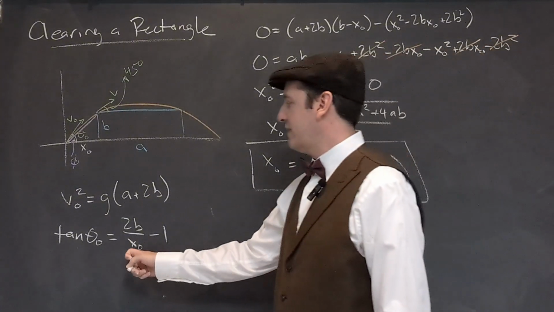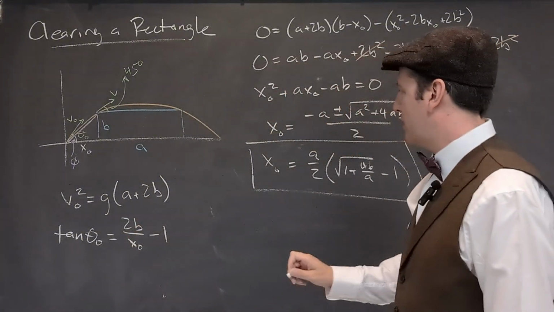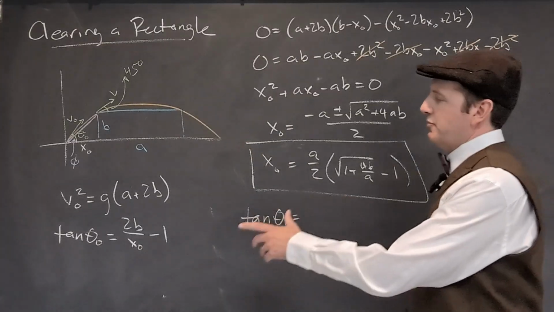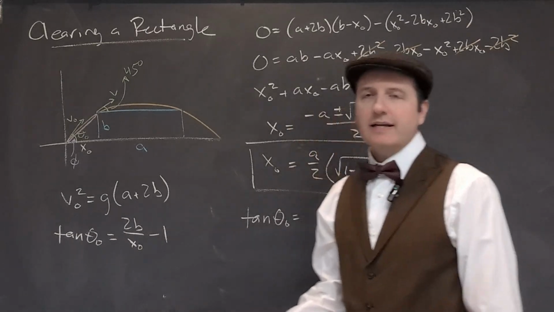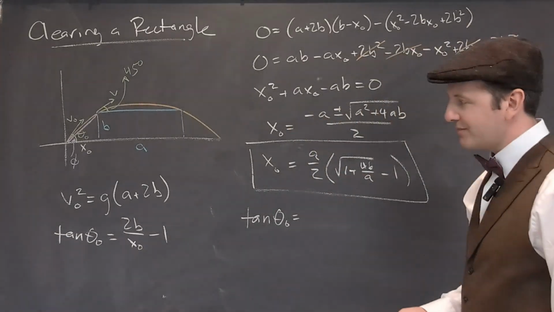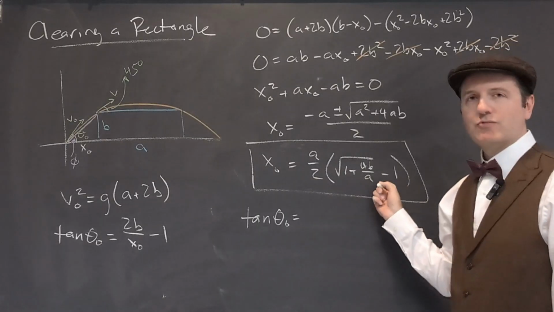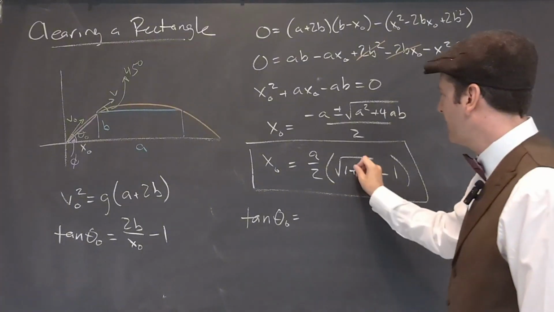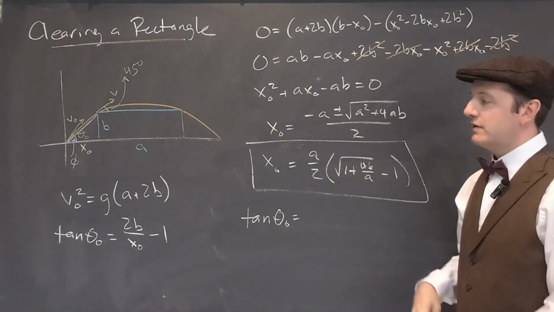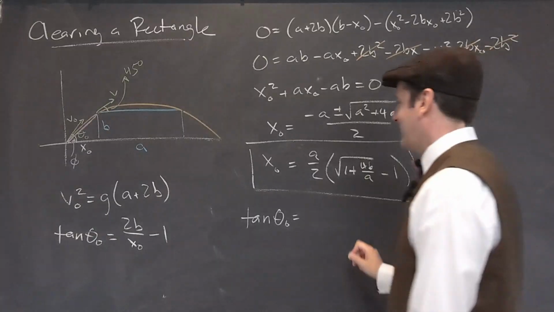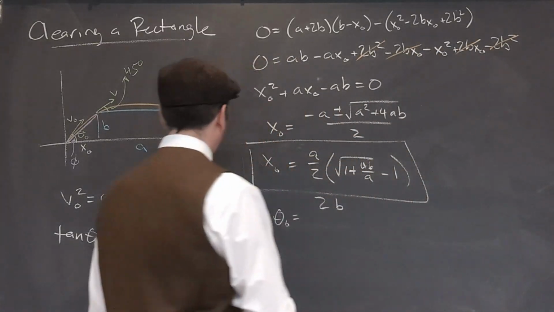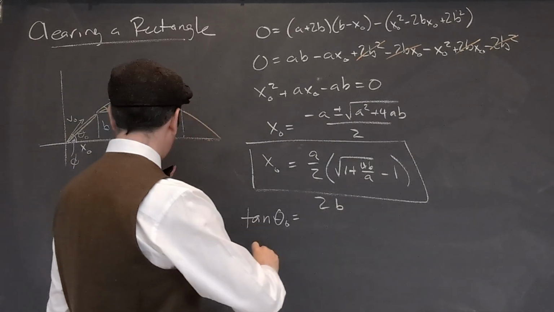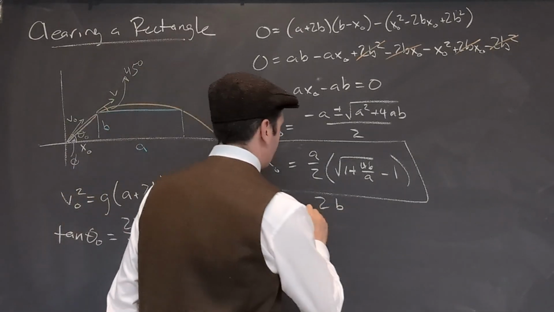Now we just have to plug that in for x naught and get our tan theta naught. Plugging it in is actually a little bit irritating because, well, you've got this big messy radical binomial thing in the denominator. However, let's do the algebra. Fine. So we have 2b over x naught. I'm going to write this.